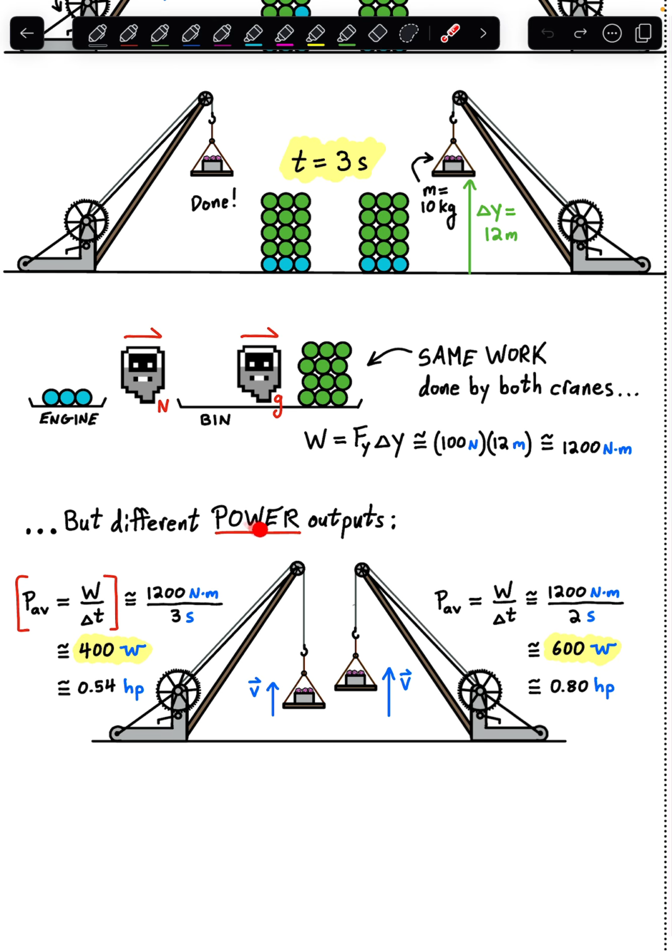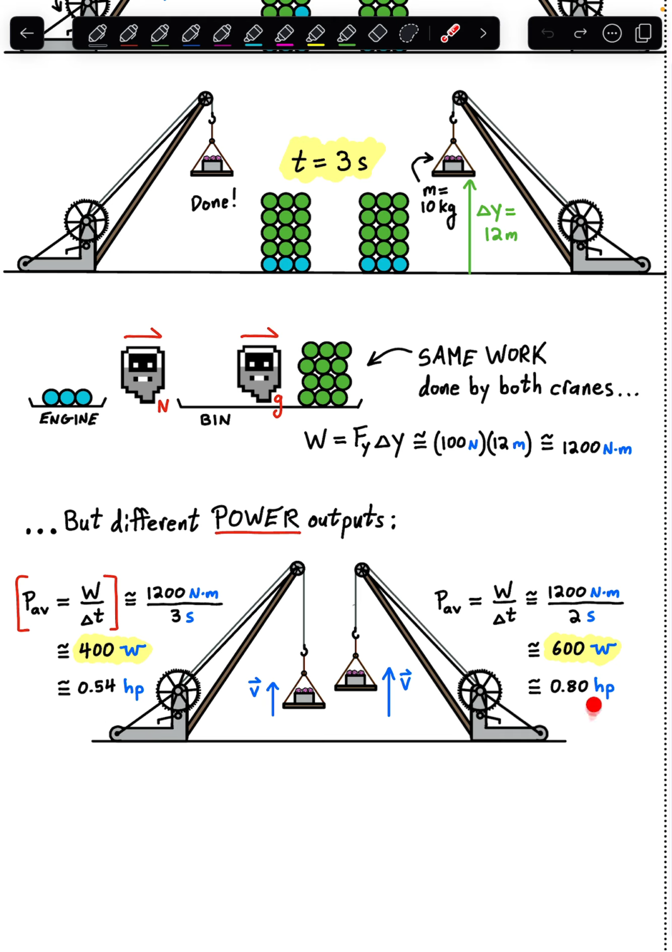So here's where the power comes into play. The average power output from each crane is the work that crane did divided by the amount of time that it took. So this crane on the left did 1,200 Newton meters of work in 3 seconds. That's 400 watts. A 400 watt engine powers this crane here. 400 watts is equivalent to about 0.54 horsepower, a unit I'll discuss another time.